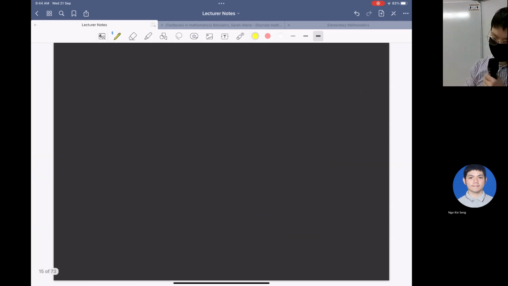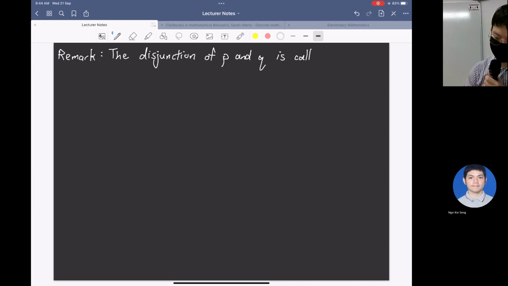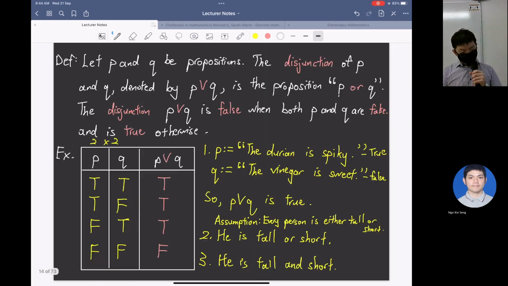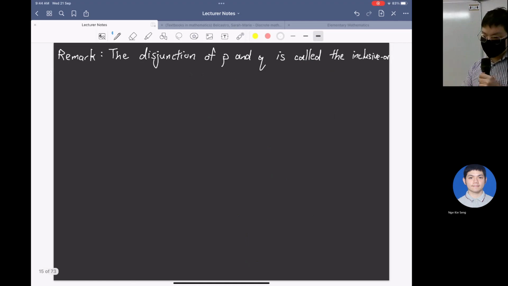Actually, you didn't realize that in English there are two kinds of "or" in your ordinary speech. The disjunction we just called P or Q is actually called the inclusive or, because when both are true, it is also true.